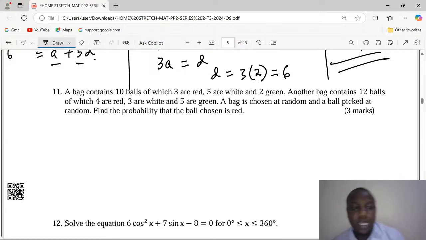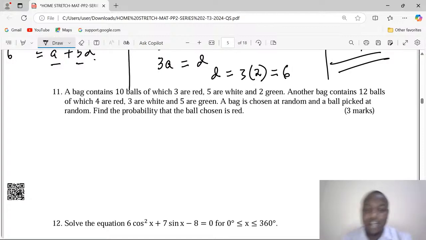Number 11. A bag contains 10 balls of which 3 are red, 5 are white, 2 green. Another bag contains 12 balls of which 4 are red, 3 are white, and 5 are green. A bag is chosen at random and a ball picked at random. Find the probability that the ball chosen is red.